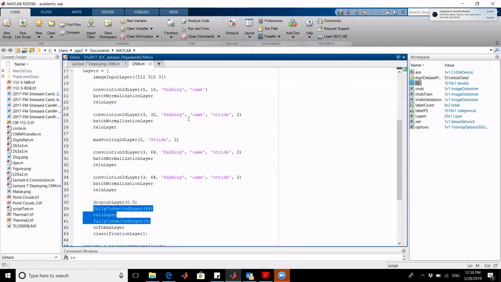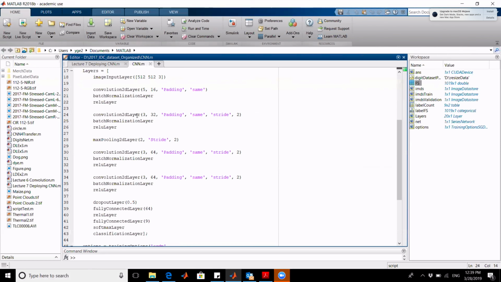Okay, and if we look more carefully, now the input layer: I resize those images to 512 by 512, and those are RGB, and that's the reason why the 3 is there. Okay, and then convolutional 2D, I use a 5x5 filter, and I use 16 of them, and I padded them such that after the convolution, the dimension in the X and Y is the same as the original. And I got the batch normalization, you got the ReLU.